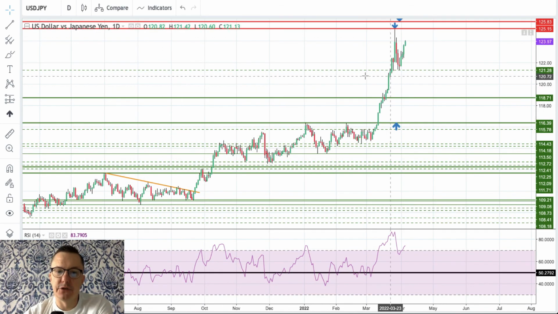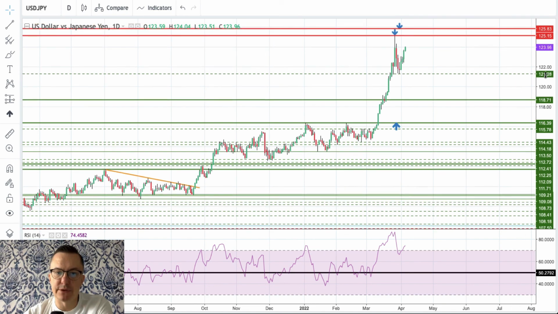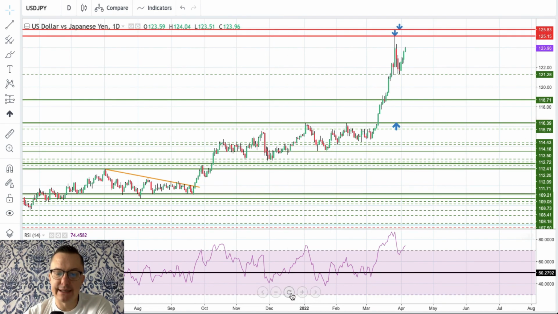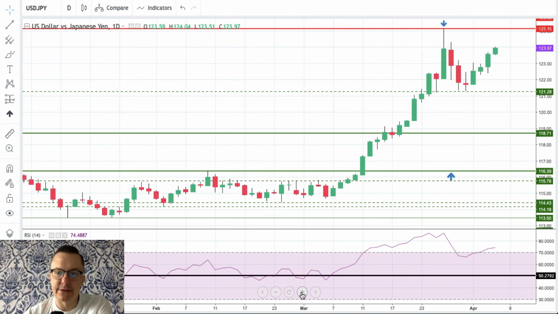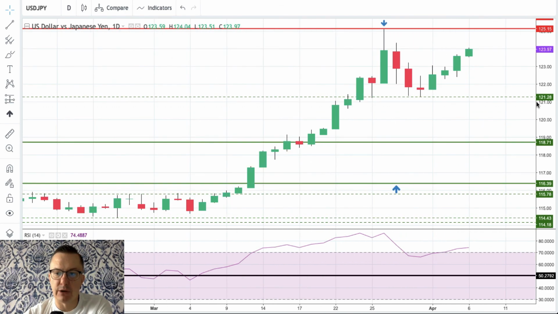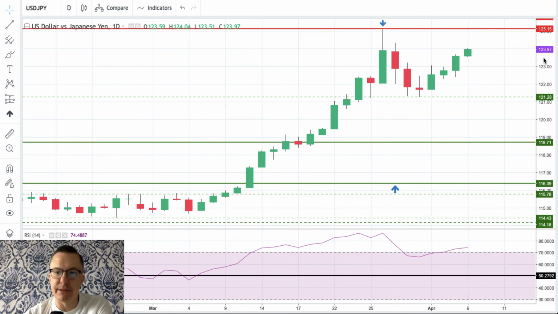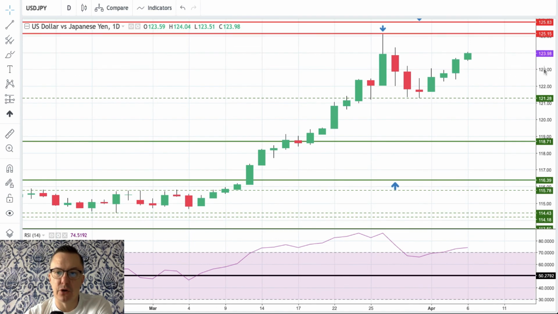Daily time frame chart of US dollar to Japanese yen supports the view of the rising US dollar index. So what do we have here? Quick test of 121.28, and since the end of last week and the beginning of this week, for sure, we are bouncing again towards 125.15, and then if we break above this level, the next target is 125.83.